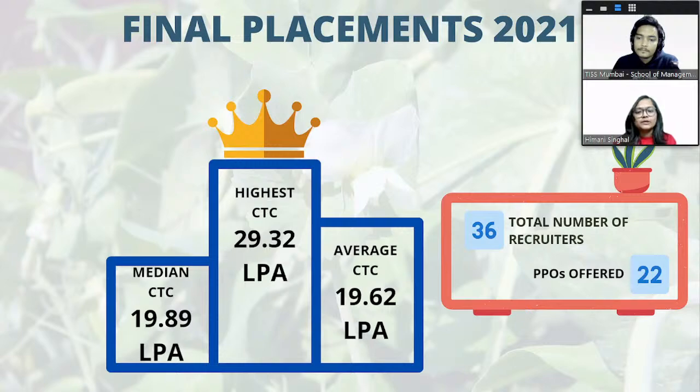So the final placement saw the highest CTC at 29.32 lakh per annum. The average CTC was 19.62 lakh per annum, and the median CTC was 19.89 lakh per annum. And these placements are a key feature at this. Next slide.